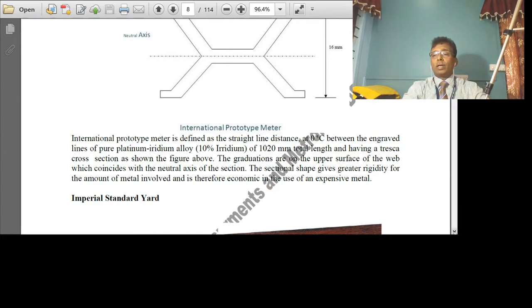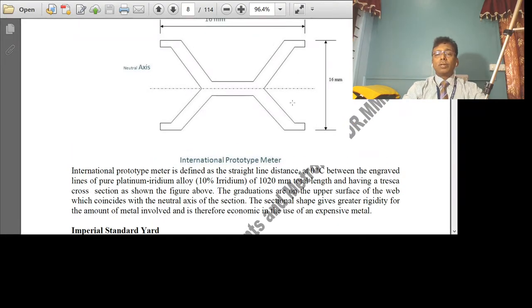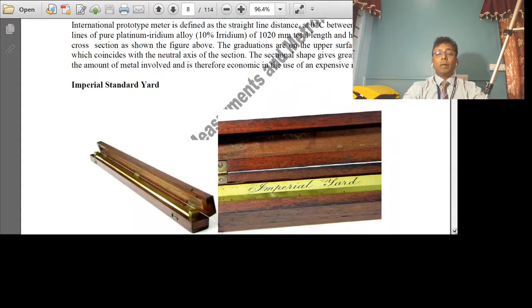You can see this is called the Tresca cross section, as shown in the figure. The graduations are on the upper surface of the web, which coincides with the neutral axis. I will show you the photograph. The sectional shape gives the greatest rigidity for the amount of metal involved and therefore is economic in the use of expensive metal. Okay. Imperial standard yard.